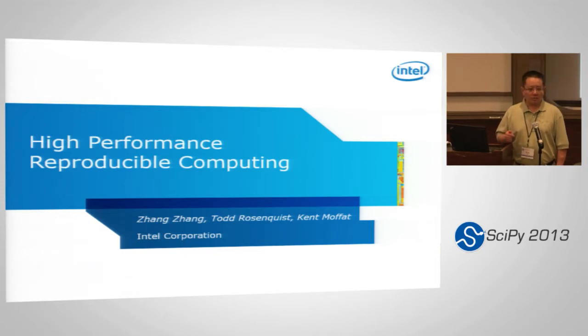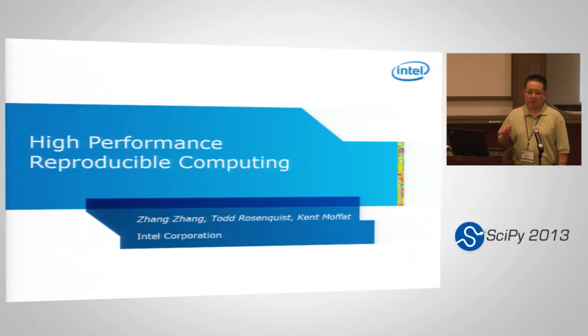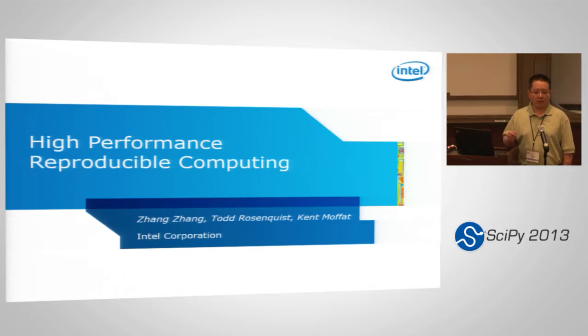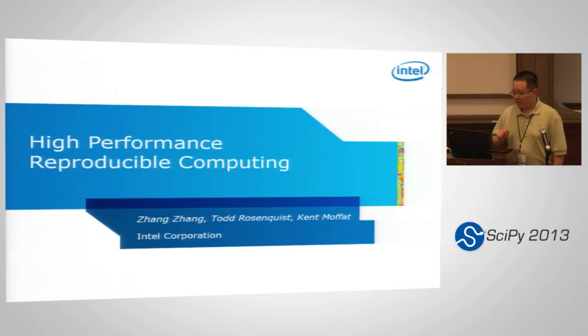What I'm going to talk about is numerical reproducibility. That means how to make sure that you get exactly the same numbers, the same results, every time you run your program across different architectures, different environments. So this is what this is about. That's a little bit different.